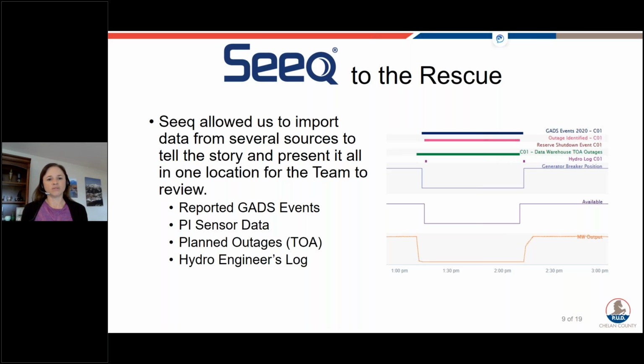So on this slide to the right, you can see in that image, it's a display from Seeq and it shows data from several different sources. The dark blue bar indicates our GADS event that was already entered into the reporting system. The lighter pink bar shows the sensor data from PI, indicating that the outage event was identified. The green bar shows the planned outage from our TOA system, and the dark pink on either side indicate entries from our hydro log.